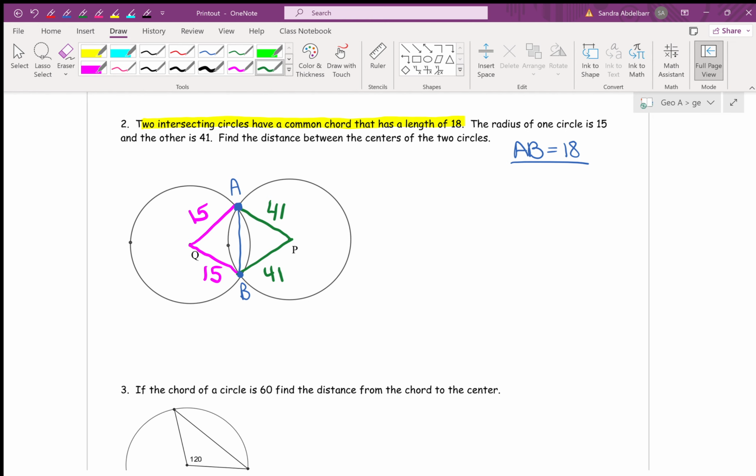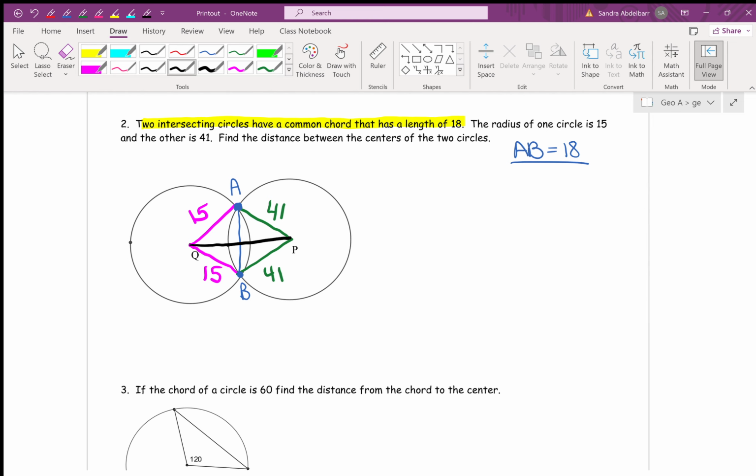So it says, find the distance between the centers of the two circles. I obviously need to draw a segment. What segment am I drawing when it says find the distance between the two centers? So what segment do I need to draw that I'm trying to find? Joe? QP. And now, isn't QP a diagonal of the kite? Is AB also a diagonal of a kite?